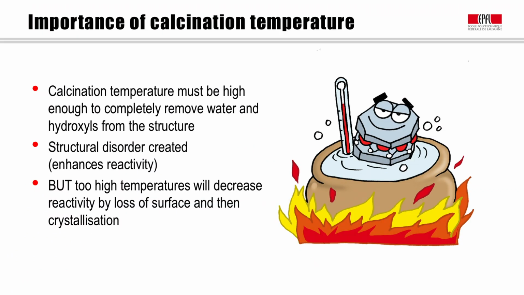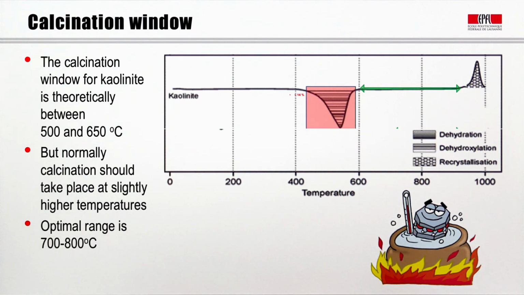What's important is the calcination temperature must be high enough to completely remove the water and hydroxyls from the clay structure, and this creates structural disorder which enhances the reactivity. But if we go too high, then we'll get a decrease in reactivity, first from loss of surface and then due to crystallization. So this is what is shown here. You can see that the dehydroxylation takes place between about 500 and 650. Then we have this window during which we have amorphous product before recrystallization.